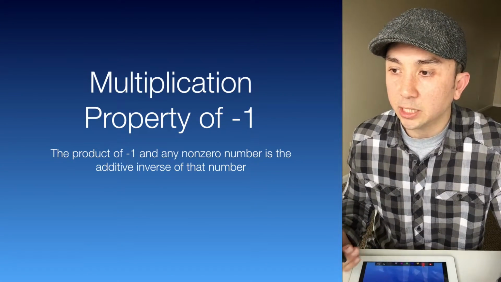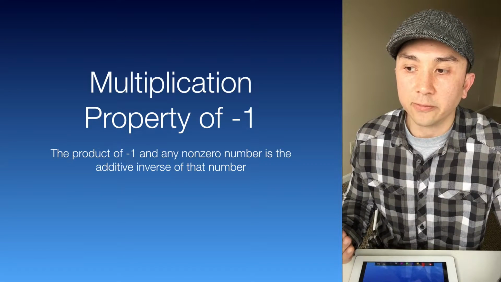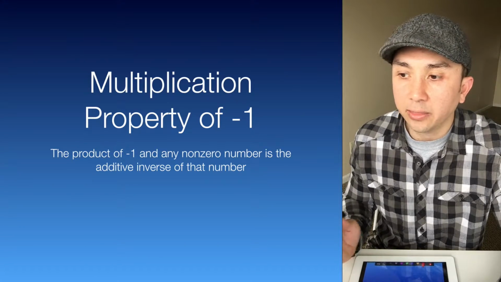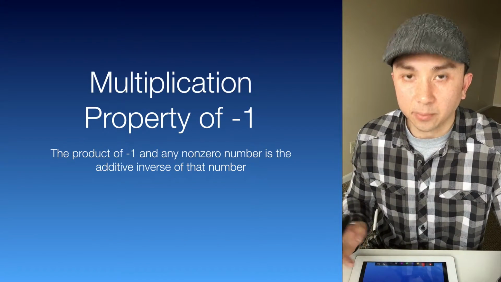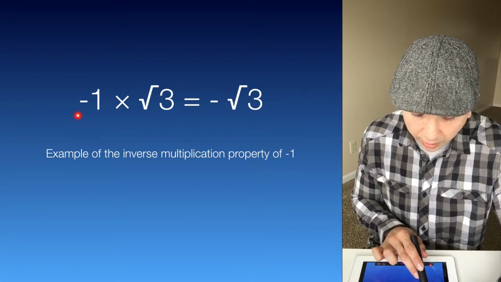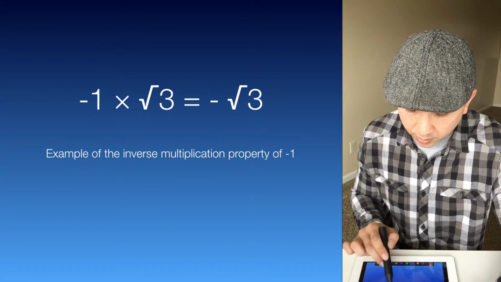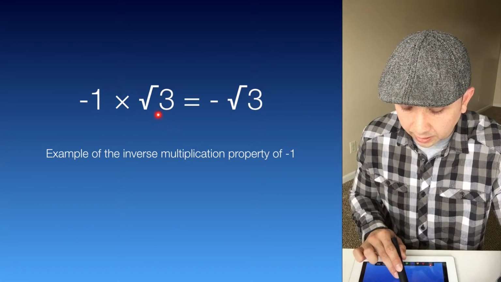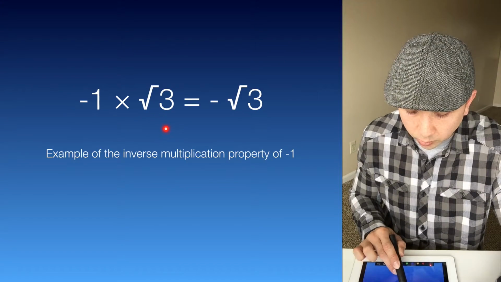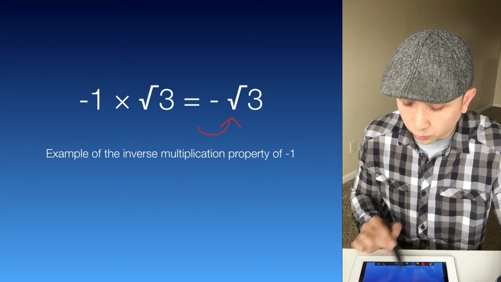So the multiplication property of negative 1 states that the product of negative 1 and any non-zero number is the additive inverse of that number. So here, if we have negative 1 times the square root of 3, well, that means that it's the inverse of the square root of 3, which is negative square root of 3.